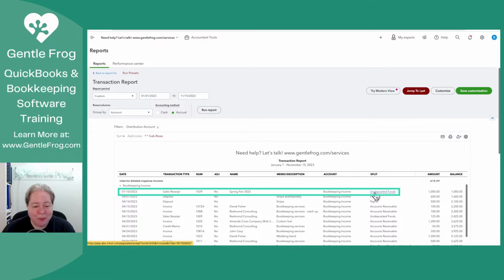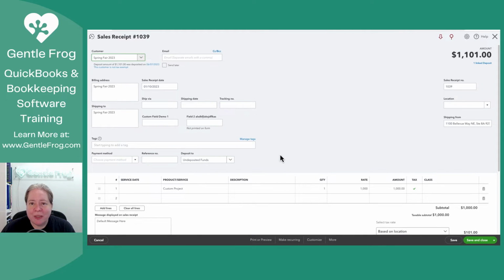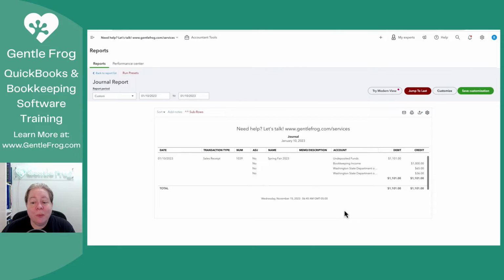So we're going to pick on this one. It's a sales receipt number 1039, goes into undeposited funds. The date of the sales receipt is 1/10/23. I'm going to click on the sales receipt. While looking at the sales receipt, I can see the deposit to is undeposited funds. Let me go to More on the bottom of the screen and go to Transaction Journal. When I look at the Transaction Journal, I can see that this one snapshot in time says to debit undeposited funds and to credit bookkeeping income. Well, that's perfect. So let me close the journal.